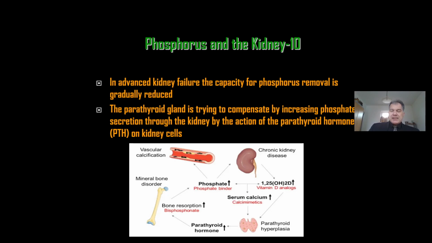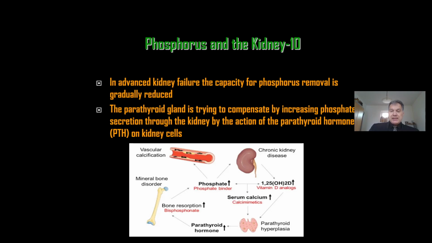So what happens is that when your kidney failure is still a medium degree, there is a gland in the body called the parathyroid gland beside your thyroid right here. And it produces a hormone called parathyroid hormone. And this parathyroid hormone is trying to make the kidneys remove more phosphorus, you see. And this is all good. And for a time it works.